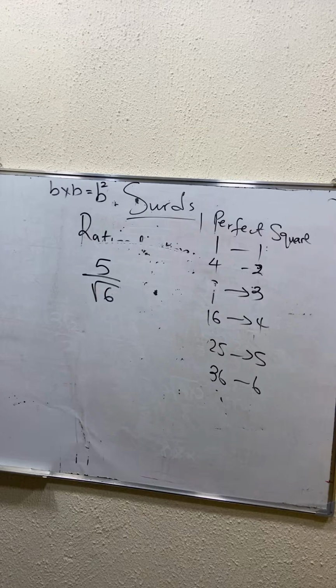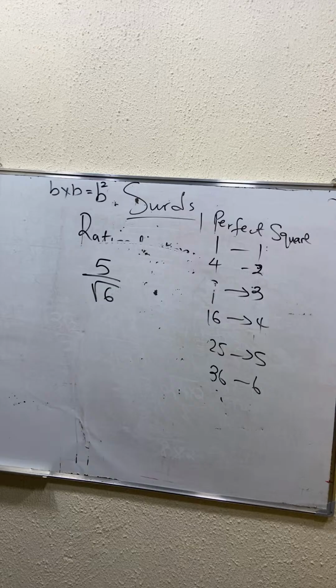Who is Jacob DK? Where are you watching from? I want you to rationalize 5 over root 6. Let us know the answer in the comments. Rationalize it for me fast.